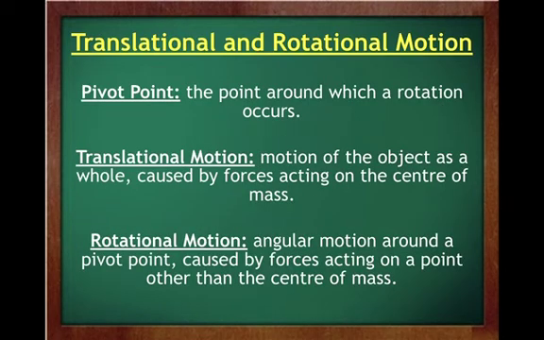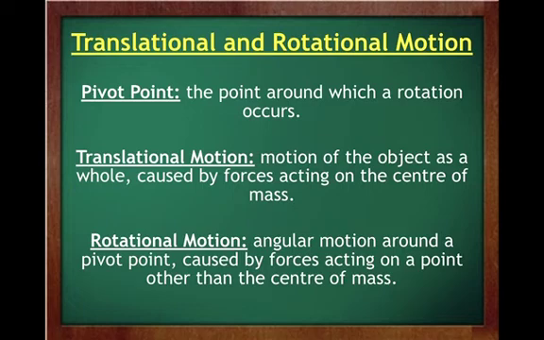Here are some more key definitions. One is the pivot point, which is just the point around which a rotation occurs. Then you've got your two types of motion that we just mentioned. Translational motion is the motion of the object as a whole caused by forces acting on the center of mass. This is what we've been dealing with so far. It's just the object as a whole moving forwards, backwards, left, right.